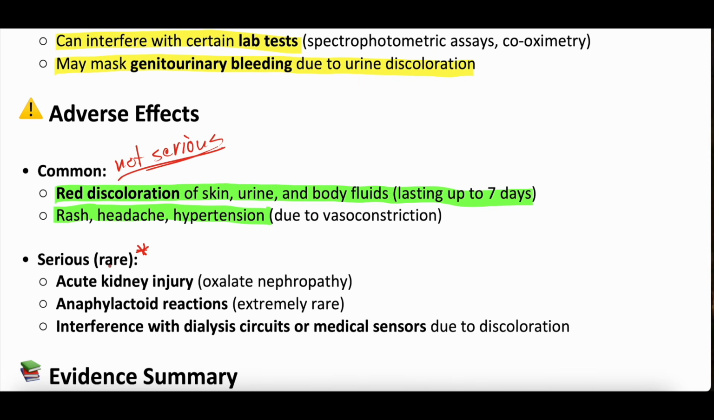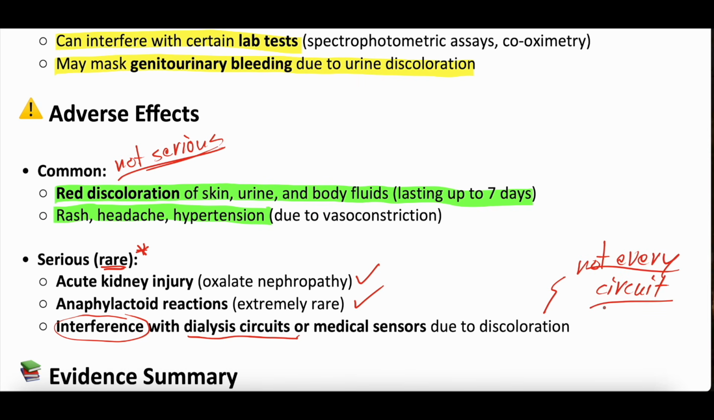There are serious conditions though, they're just much more rare. We talked about the oxalate nephropathy and the acute kidney injury that can result, so really be cognizant of that. You can have anaphylactoid reactions to hydroxocobalamin, and then it can interfere with dialysis circuits. There's sensors on the dialysis circuit that respond to colors, and the discoloration that hydroxocobalamin can cause can interfere with the dialysis circuit and cause it to keep going off. This is not every circuit. You'd have to check with your dialysis circuit brand to see if it's one that would have issue with their sensors after hydroxocobalamin.